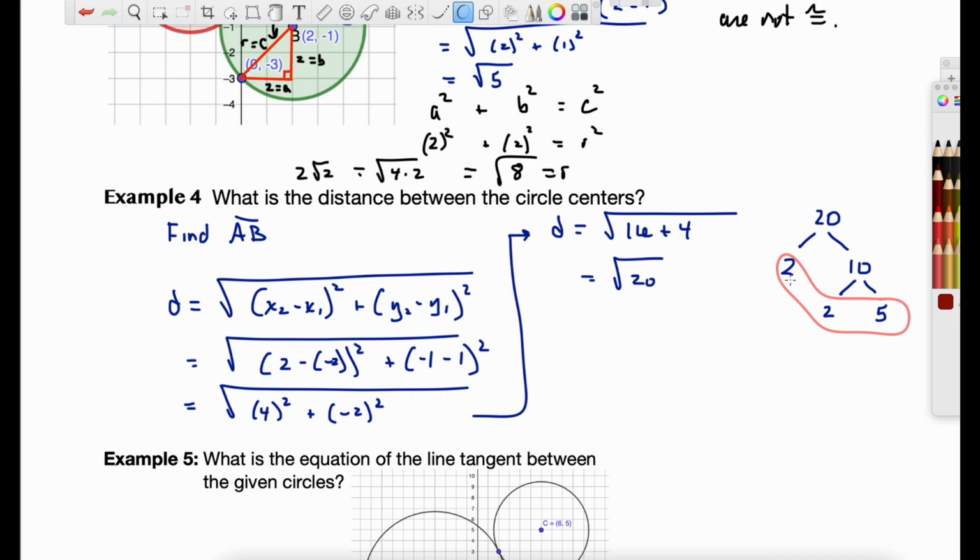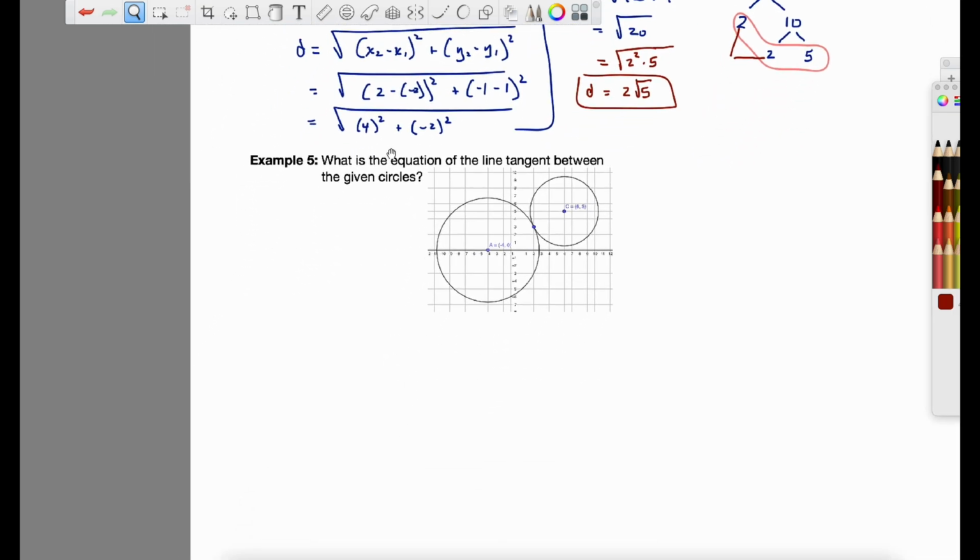Now we want to look out for any pairs. We have 2 2's right here. So really this means 2 squared times 5 is 20. But what happens when we take the square root of something that's being squared? It cancels, doesn't it? Squaring and square rooting are inverse operations. So the 2 comes out and the 5 stays in, and this is the distance between the two circle centers, 2 root 5.